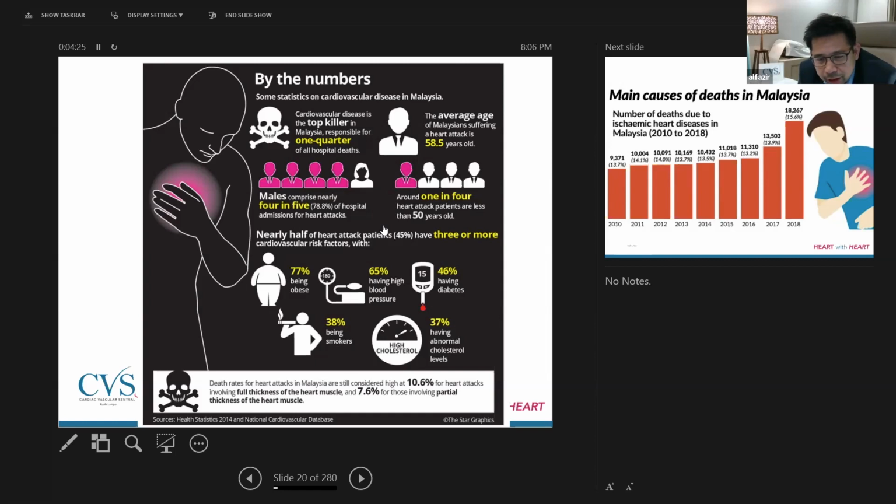I mean, genetics, as well as being male. Males are at higher risk of heart attack. And also, as we grow older, the risk of heart attack is much higher.